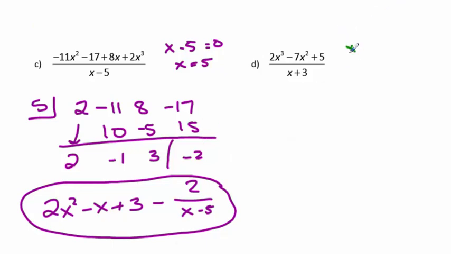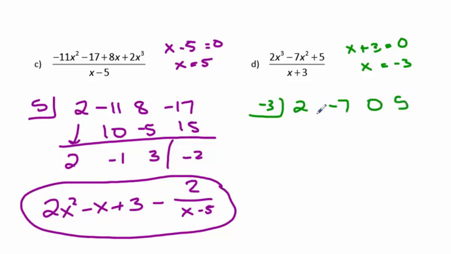Part D, the denominator is x plus 3, so it's going to correspond with x equals negative 3. So I have negative 3, and the coefficients: the coefficient of x cubed is 2, the coefficient of x squared is 7, the coefficient of x is 0, the coefficient of the constant is 5. These must absolutely be in order, and if there are any holes, any missing pieces, power 3, 2, power 1 is missing, I have to fill it in with a 0.